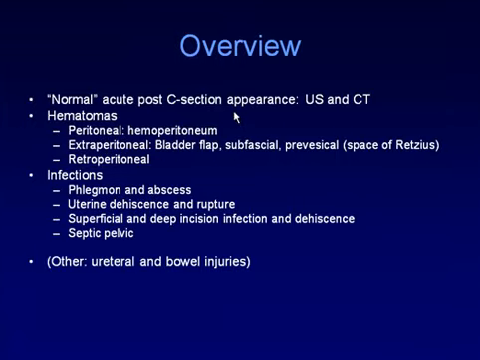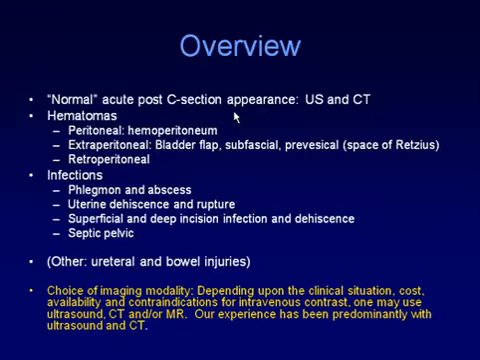Acute complications. The overview for this section will include the spectrum of normal after a cesarean section, hematomas, and infections. Other related but non-GYN issues such as ureteral and bowel injuries I won't be discussing today. The choice of imaging modality, because I'm going to be discussing ultrasound and CT, depends upon the clinical situation, cost, availability, contraindications, etc. There are a variety of different imaging modalities that can be used, including MR. My experience is predominantly with ultrasound and CT, and hence that is what will be covered in this lecture.